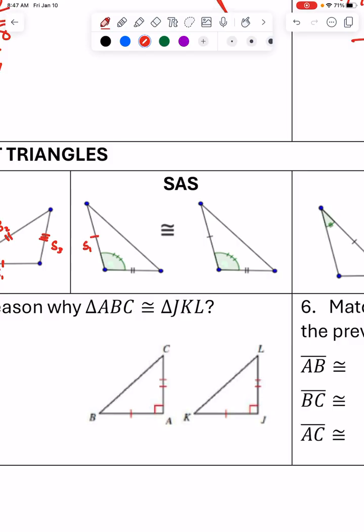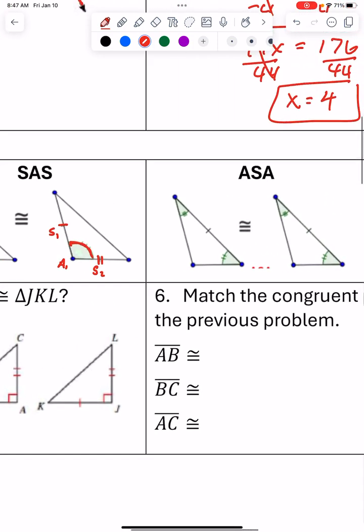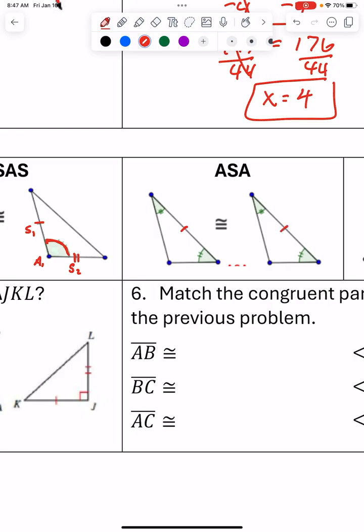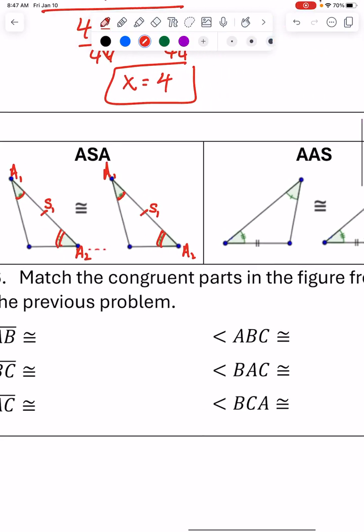Same thing here. This side is congruent to this side, oops, that's 2, congruent to this side, and then this angle is congruent to this angle. So this is angle 1, so side, angle, side, okay? Here, we have these sides congruent. This angle is congruent to this angle, so angle 1, and then this angle is congruent to this angle, so angle 2, right? So angle, side, angle, right?